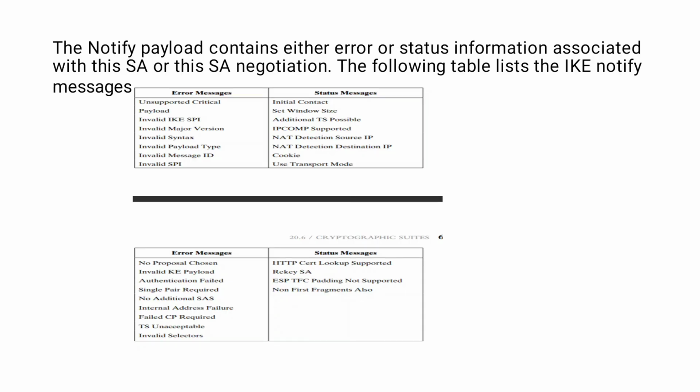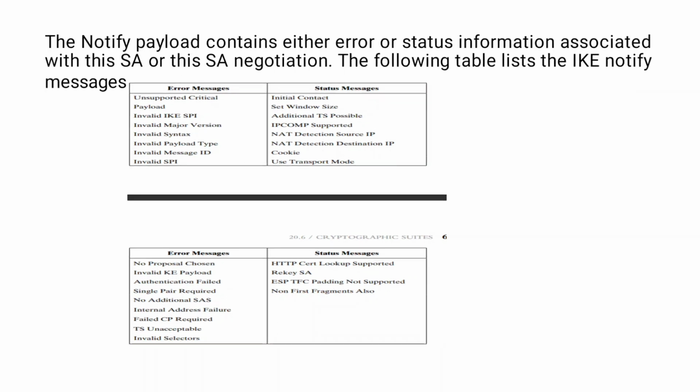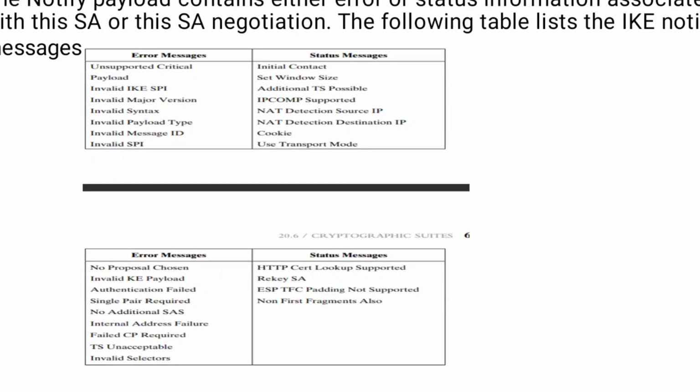And here the notify payload contains either error or status information associated with this SA or this SA negotiation. Following are the tables. The first one is error messages and status messages, and we have some payload types like invalid IKE SPI, invalid syntax, and so on. The status messages contain things like set window size, cookies, use transport mode, and so on.